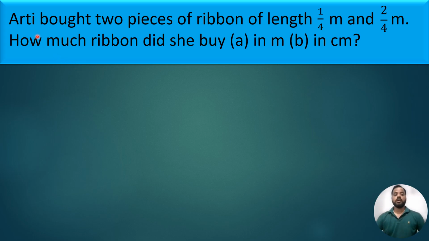Okay. So Aarti has bought two pieces of ribbon. The length of one piece of ribbon is 1 by 4 meter and the length of the other piece of ribbon is 2 by 4 meter. So we have to find how much ribbon did she buy in all. We have to calculate in meter and we have to calculate in centimeter. So let us see how to solve it.